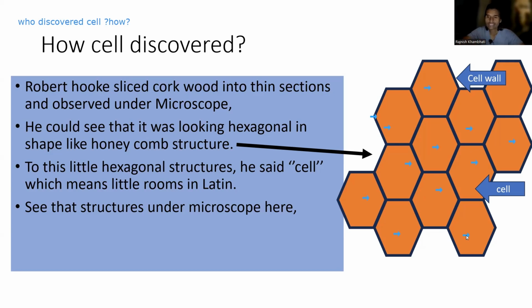Now, each hexagonal structure in this whole image is called a cell. That means there are many cells present in this structure, and it looked something like this under the microscope. Again, each little hexagonal structure is known as a cell, and in the Latin language, cell means little rooms, rooms without windows and doors.